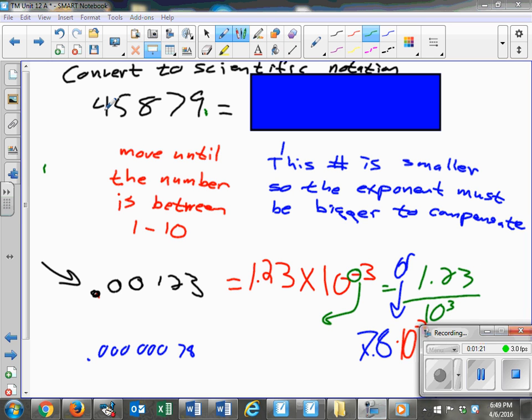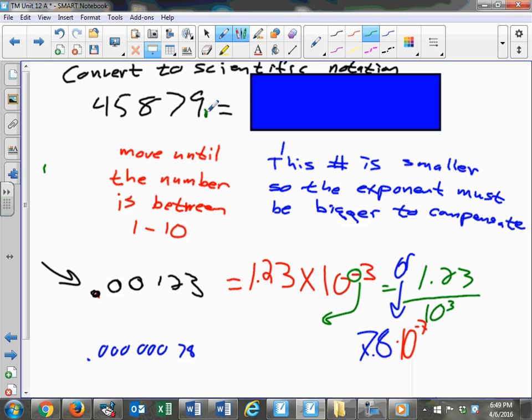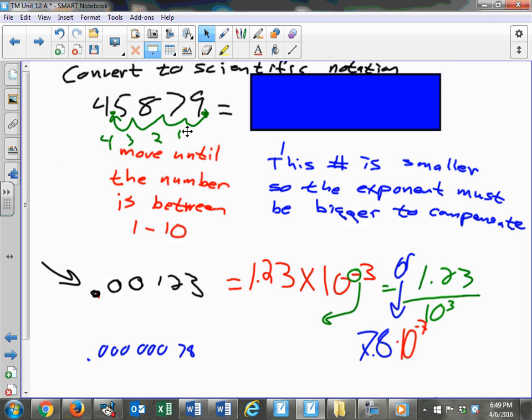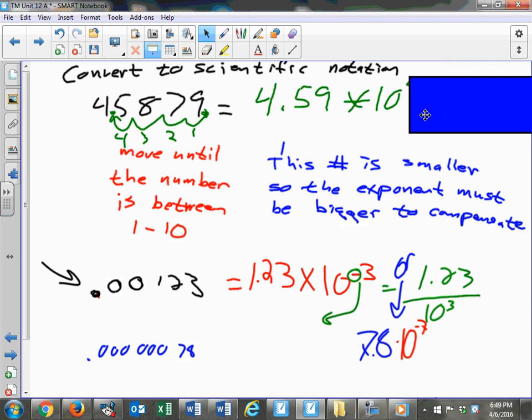So if I have the number 45879, all right. The decimal point is over here on the end, and we just move that baby over until the decimal point gets to a spot where it's a number between 1 and 10. So I'll put that decimal point right here between the 4 and 5, and basically we just count that up, that I moved it 4 spaces. So the answer is 4.59 if you want to round it, times 10 to the fourth, because I moved it 4 spaces.